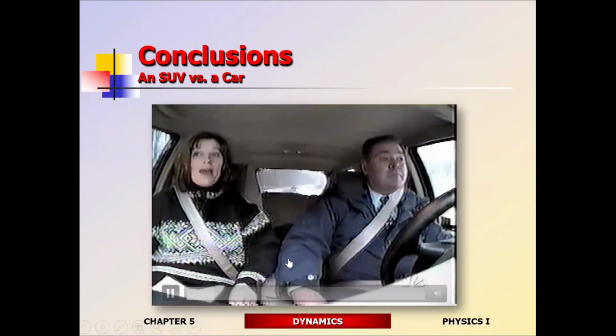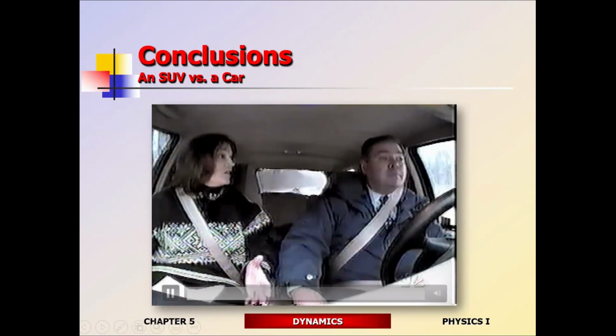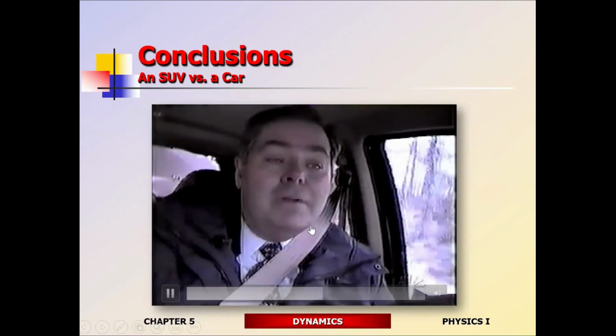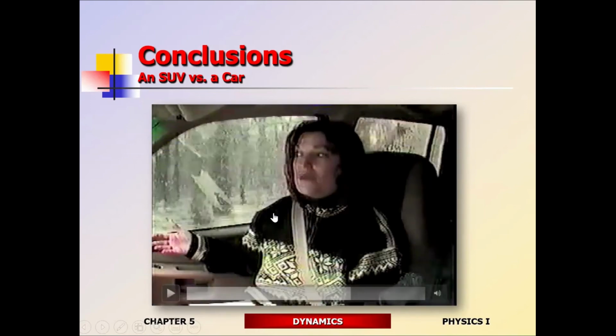Can an SUV stop at the same time and in the same distance, better in bad conditions than, say, a Honda Accord? Absolutely not. In fact, even on dry pavement, an SUV takes longer to stop than an ordinary car would. Because of the way that the vehicle does.